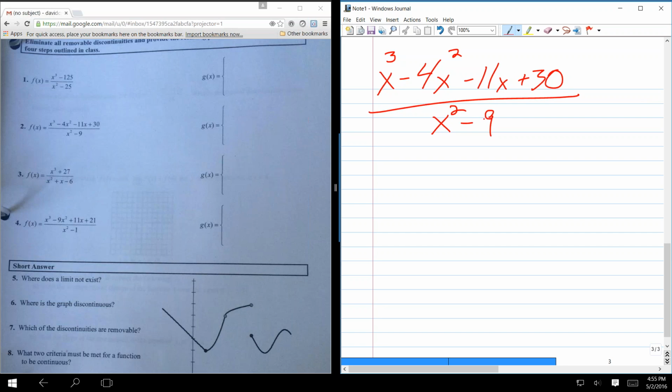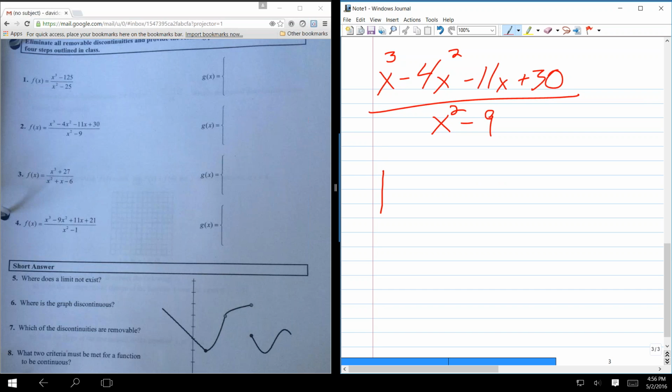Well, I can certainly factor the denominator. What's the denominator factor into? x minus 3 and x plus 3. So what would you suspect one of the factors of the numerator might be? Either x minus 3 or x plus 3. How are we going to figure out which?